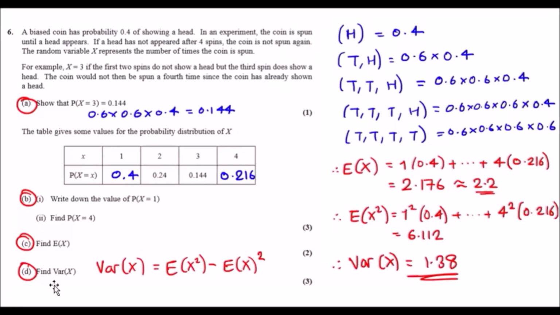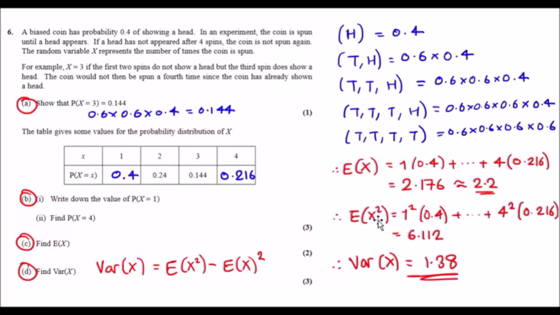Now, variance of x. So the variance of x here is defined as the following, yeah? It's the second moment minus the mean squared. So similar to the previous questions, the second moment is simply, instead of having just the expected value of x, this is the expected value of x squared. So we need to find x squared here. What I usually do, I just replace these x's here with 1 squared, 2 squared, 3 squared, and 4 squared, and then do the expected value.